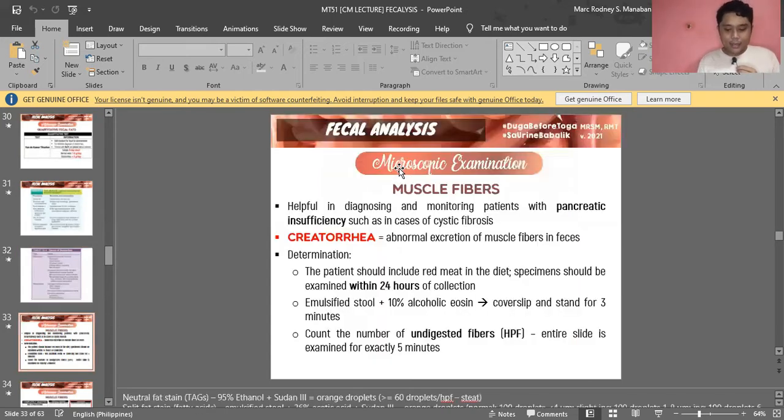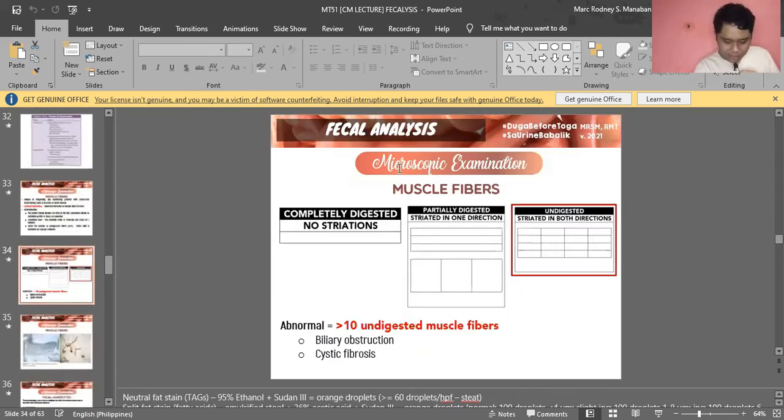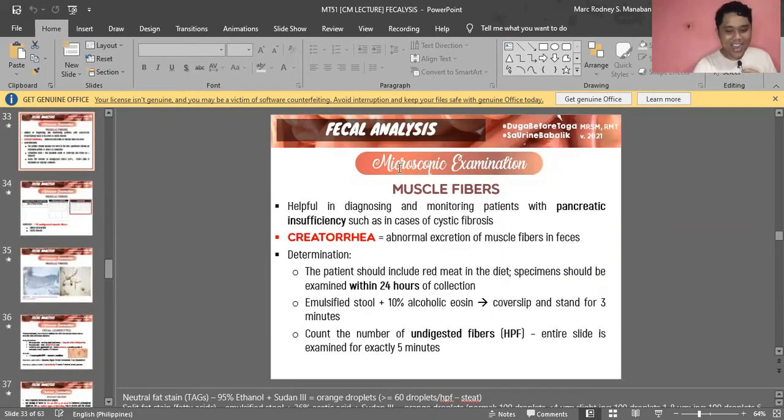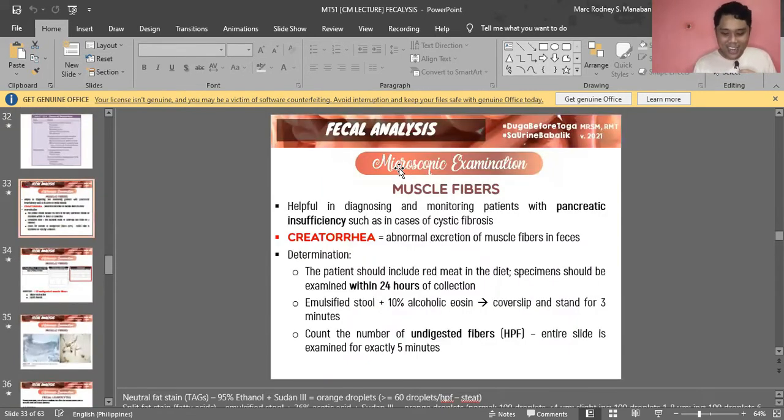Okay. Next test that we can perform is your muscle fibers. Wait, tama ba? Muscle fibers ang next. Okay. All right. Okay lang pala. I thought ano. Okay. Kala ko nagkamali. Okay. Next, you have the muscle fibers.